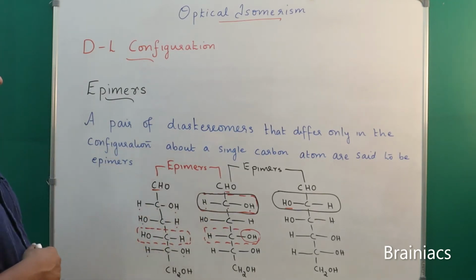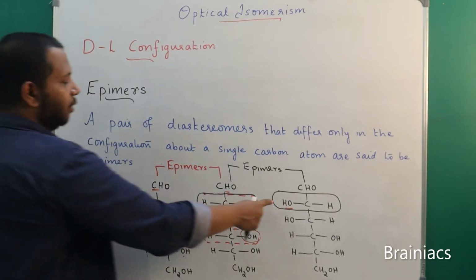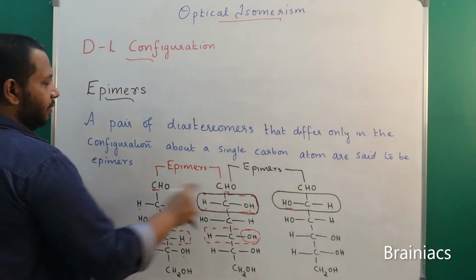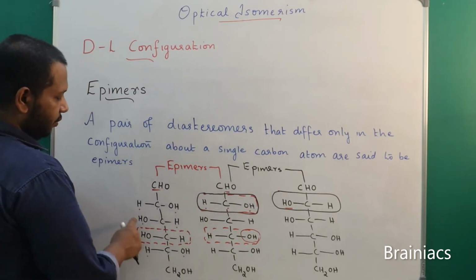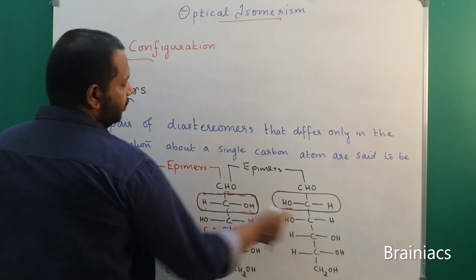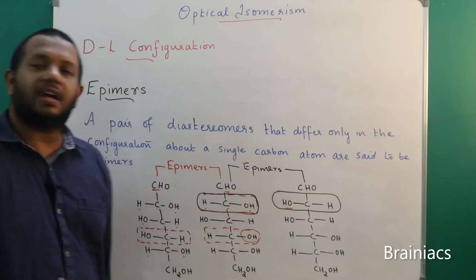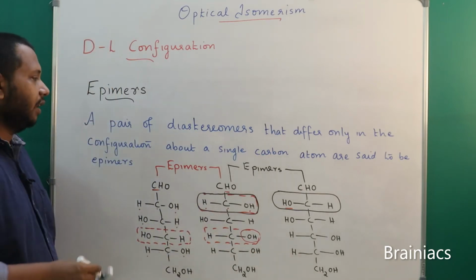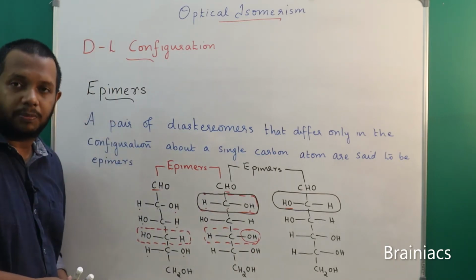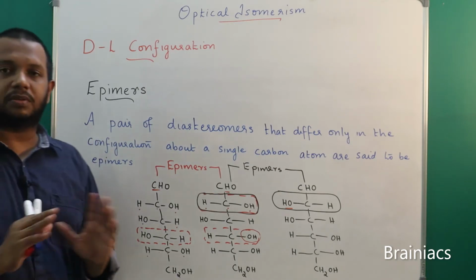Correct? Now if I compare the first one and the last one, you can see H and OH, but here OH and H, so they are differing in the first position. And next one OH and H, here OH and H, here H and OH. That means more than one position is differing. So the first one and the last one are not epimers. I hope the understanding of epimers is also clear for you. So with this, the complete optical isomerism is completed.